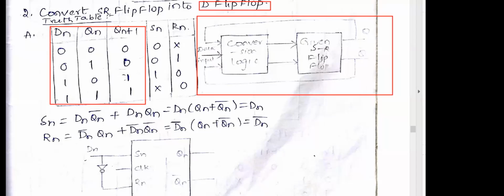After this is complete, what do we do? By taking this as a reference, we have to write the flip-flop inputs. That is, by taking the present state and next state, we have to write the flip-flop inputs for SR.